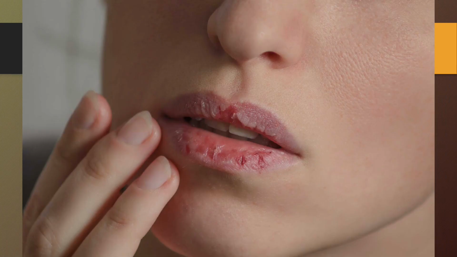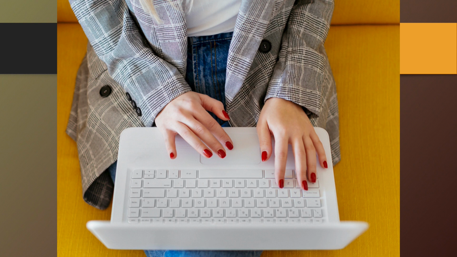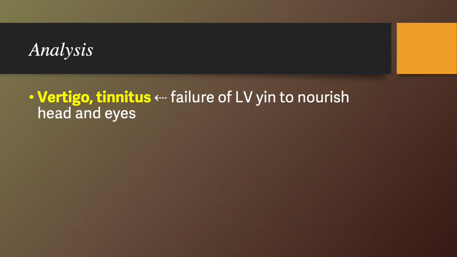Clinical manifestations: vertigo, tinnitus, dry, painful eyes, pain in the hypochondriac regions, hot flashes, feverish sensations on the palms, soles and chest, tidal fever, night sweats, dry mouth, twitching of the hands and feet, a dry red tongue, and a wiry, thready, rapid pulse.